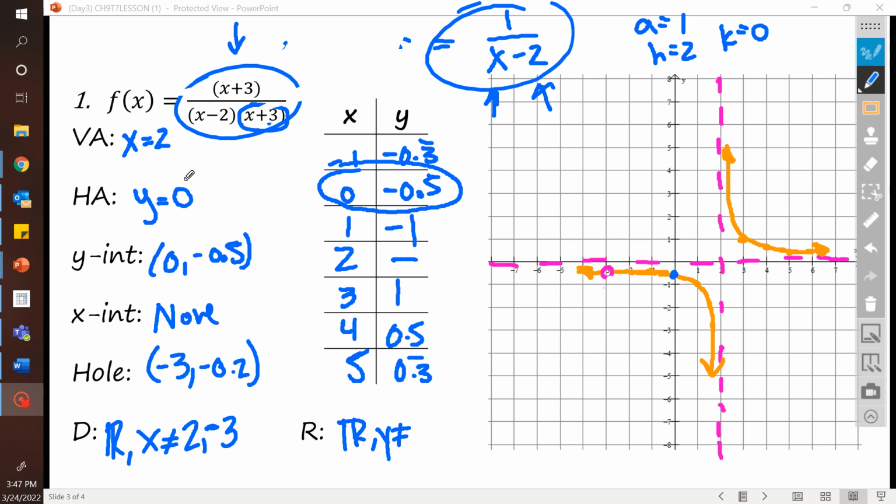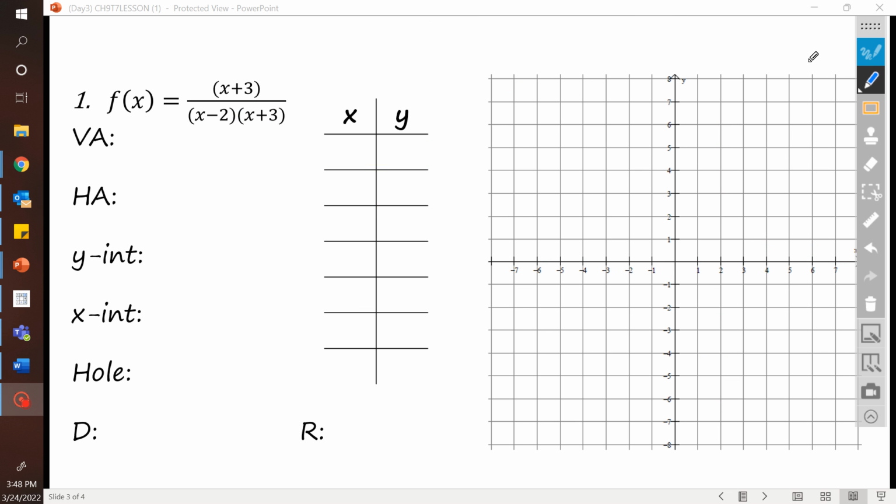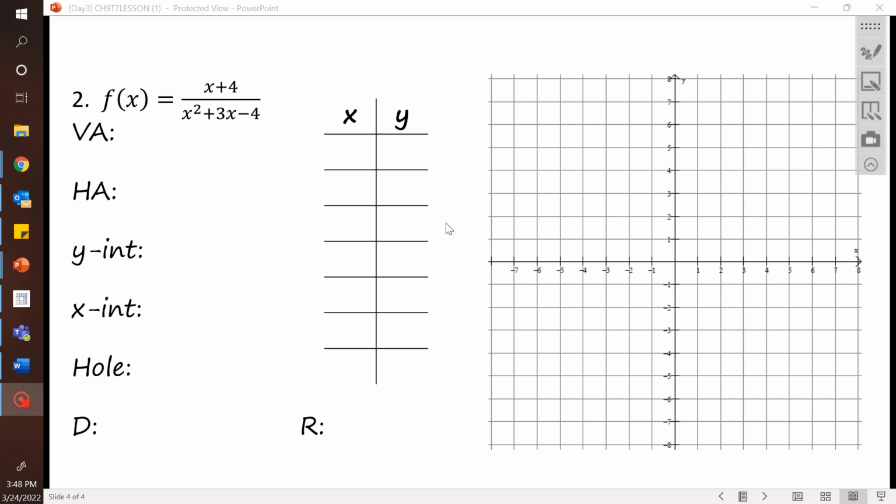It's everything except for the horizontal asymptote, which is 0, and the hole, where the y-coordinate of the hole is -0.2. So essentially, these holes just give you more values that are not in the domain and range. They are restrictions on the domain and on the range. Okay, and this would be good for our graph here and for all of our information. All right, so let's take a look at the next one here.